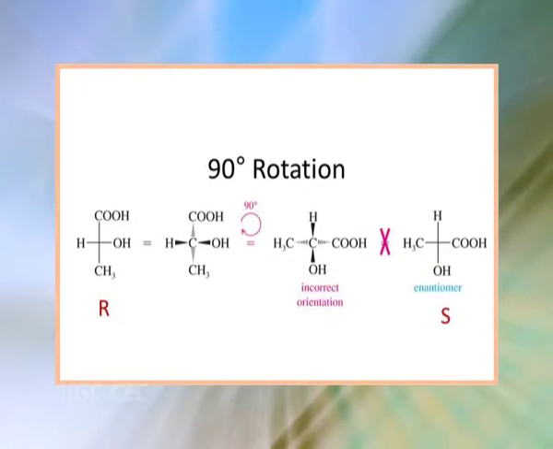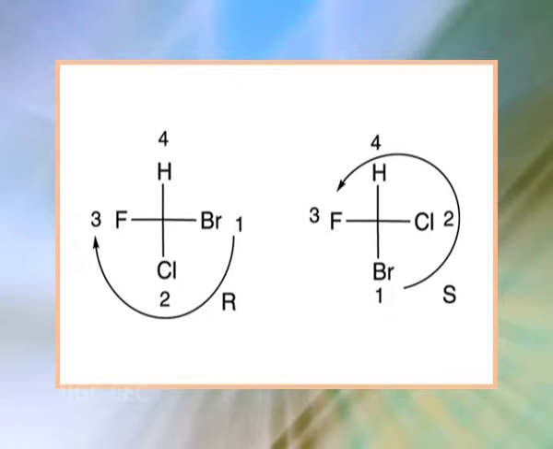When the projection is rotated by 90 degrees, vertical bonds become horizontal and vice versa. The viewer sees a different molecule, the enantiomer of the original molecule. Thus, 90 degree rotation is not possible. It's also permissible to keep any one group fixed and rotate the other three groups clockwise or anti-clockwise.